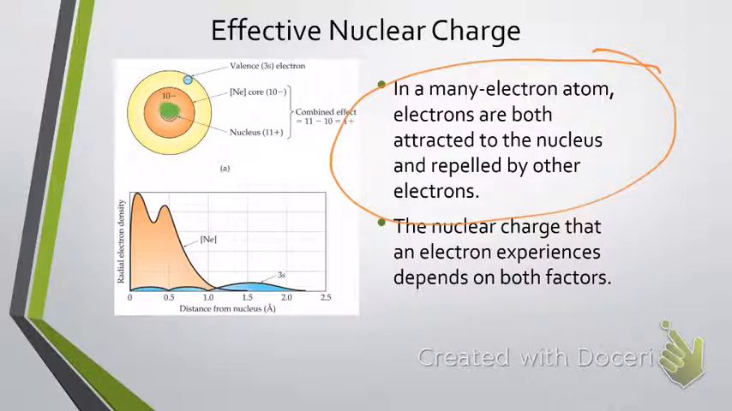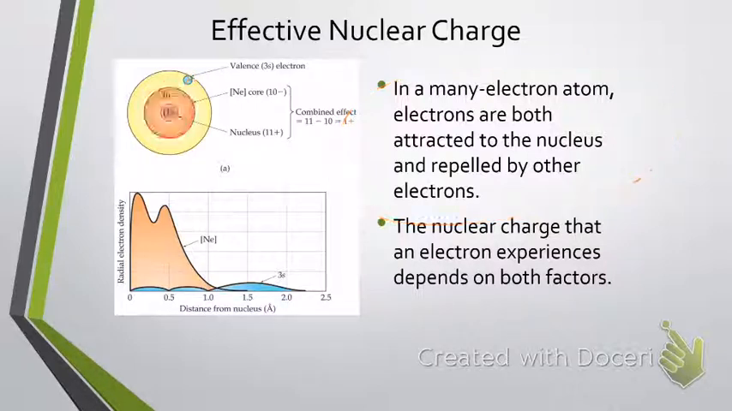Sodium does have 11 protons in the nucleus, but the problem is that there are 10 other electrons, the ones that look like the neon core, that are blocking this 1 electron out here by itself, and so it doesn't feel the effect of all 11 protons. So that's called the effective nuclear charge. The nuclear charge that any electron experiences depends on how many electrons are between it and the nucleus, and also how many protons are inside that nucleus.